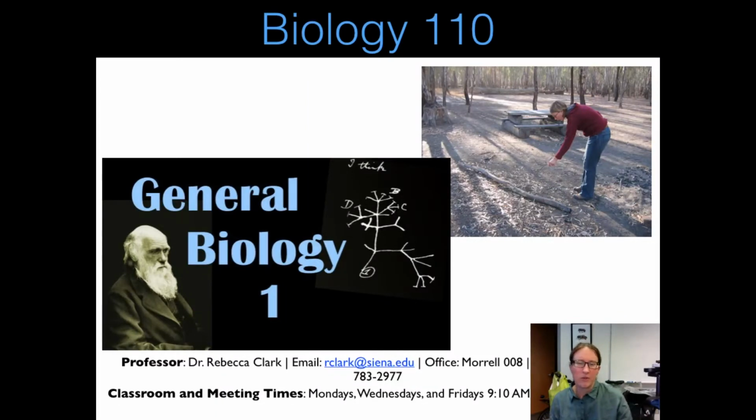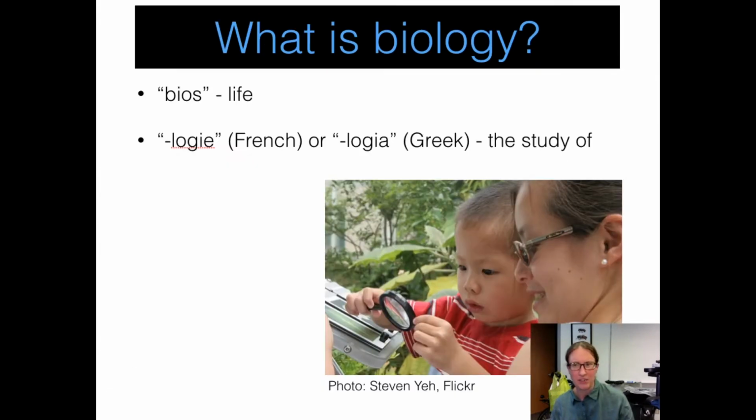Okay, so now that we've talked about the scientific process, it's time for an overview of biology. So what is biology exactly? Well, the word biology breaks down into two components, bios, which means life, as you see here, and logi or logia, which means the study of. So in a nutshell, biology is concerned with the study of life.